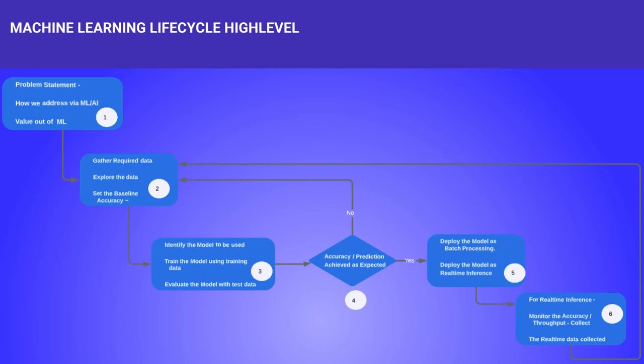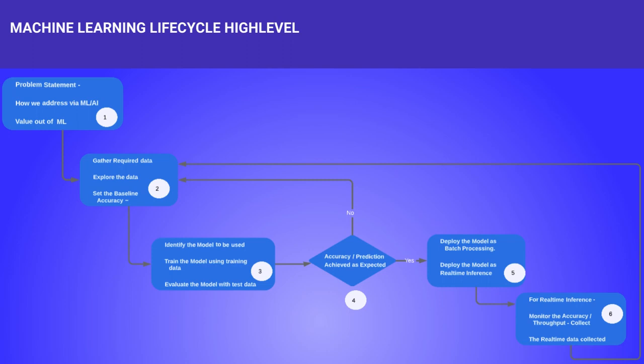If the accuracy or the baseline we expected is not met, then we need to go back to the second step of gathering more data, or augment the data and build more data to build a new level of model. Now, good. If your accuracy is met, then comes the next part.